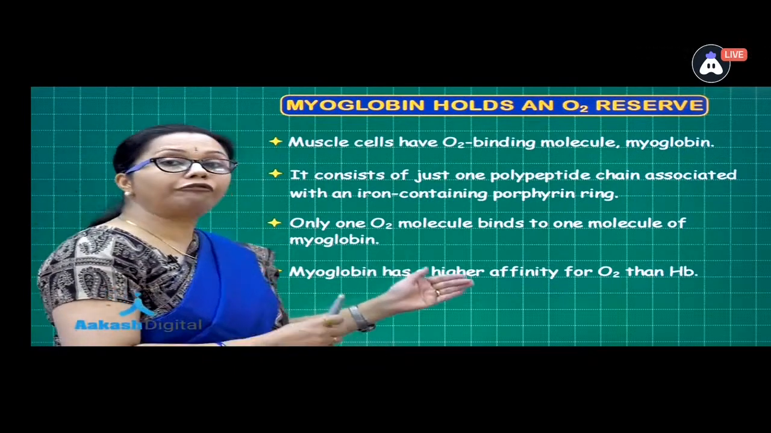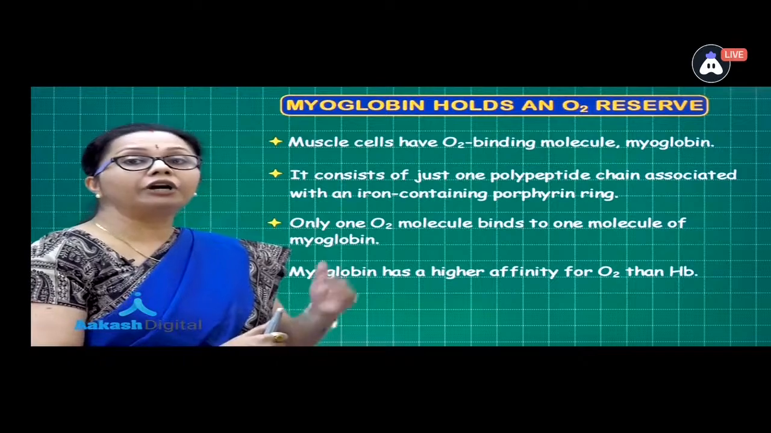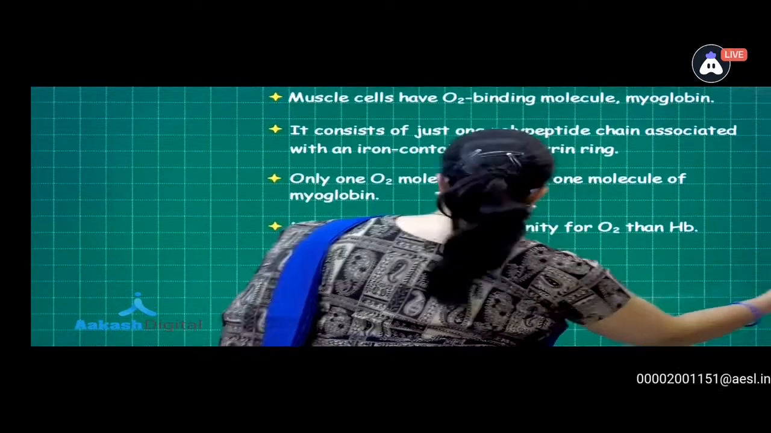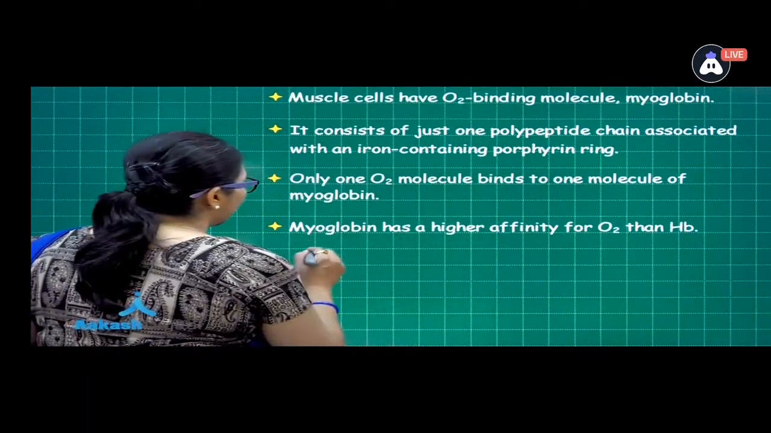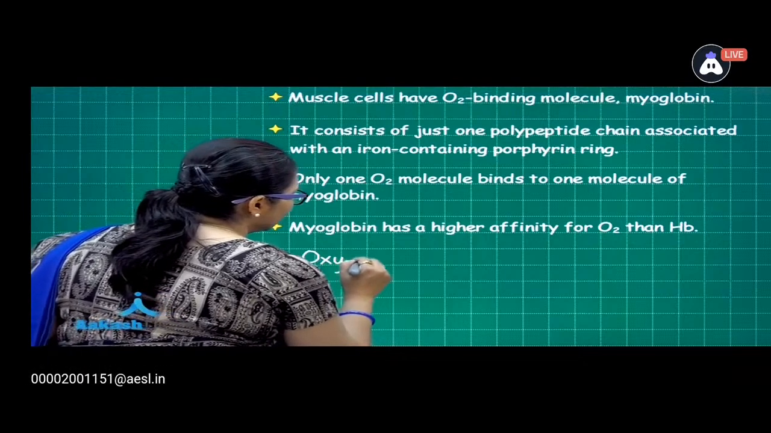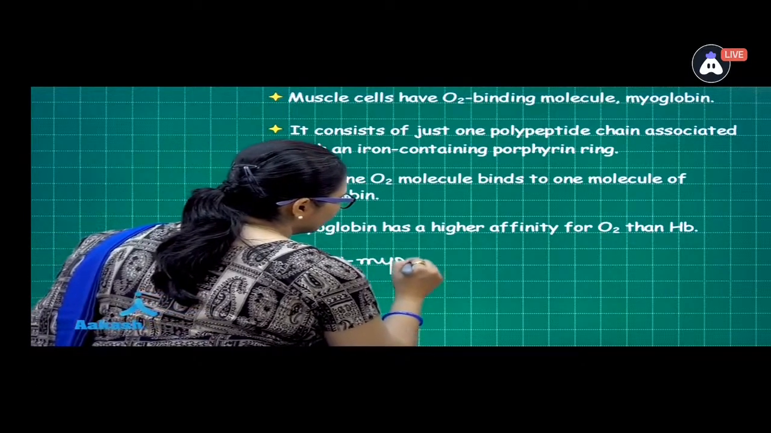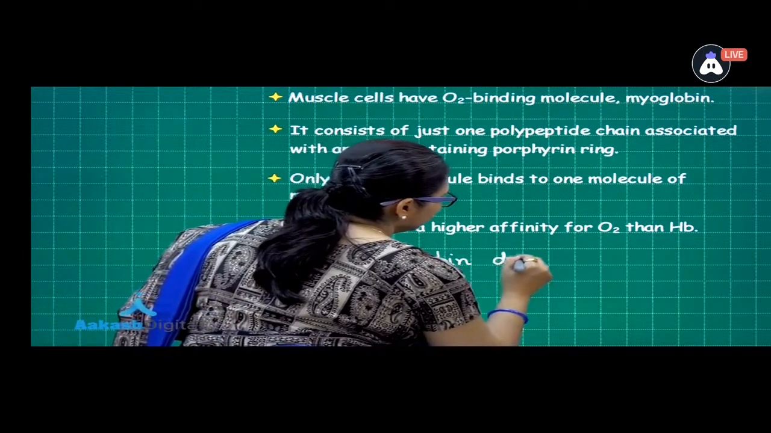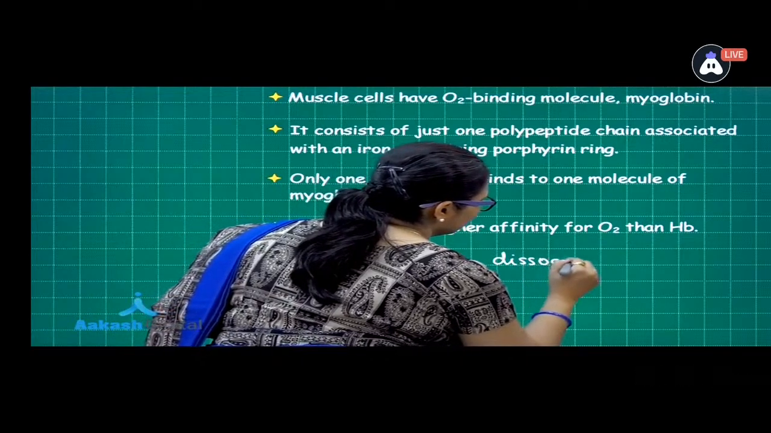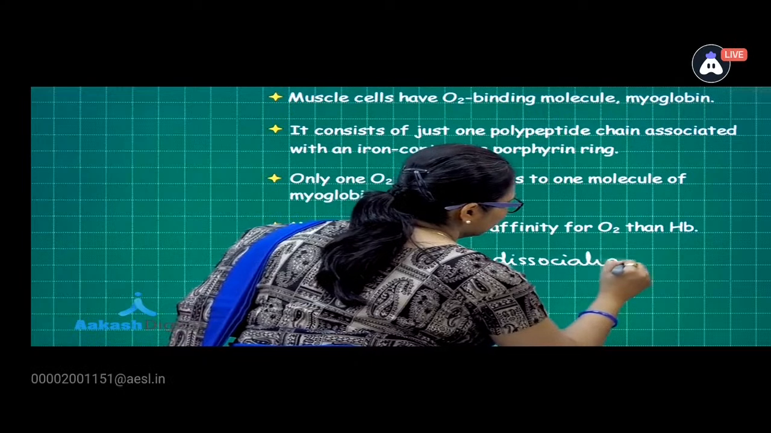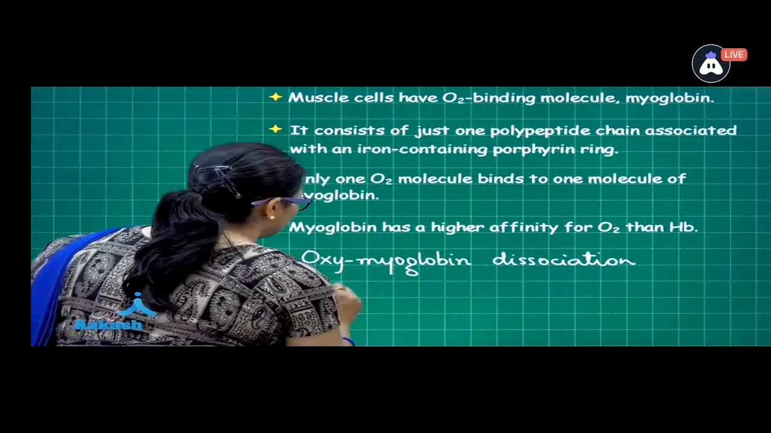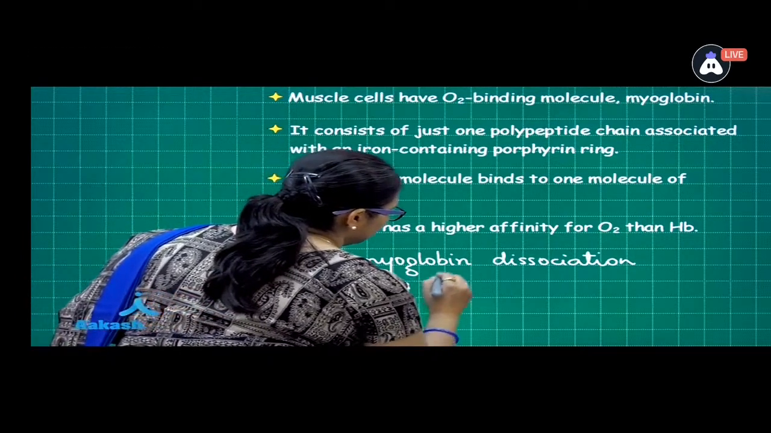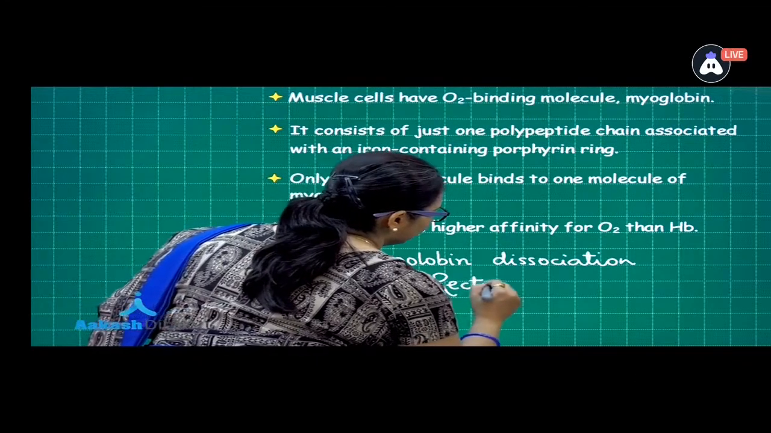If we plot a graph for oxymyoglobin dissociation curve, it is going to be rectangular hyperbola. So this again would be a difference from that of hemoglobin. So we can mention over here that oxymyoglobin dissociation curve is rectangular hyperbola.